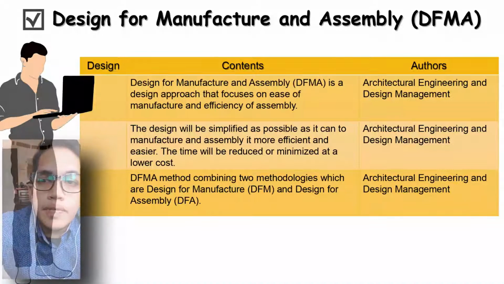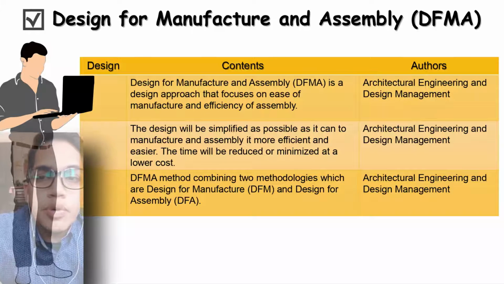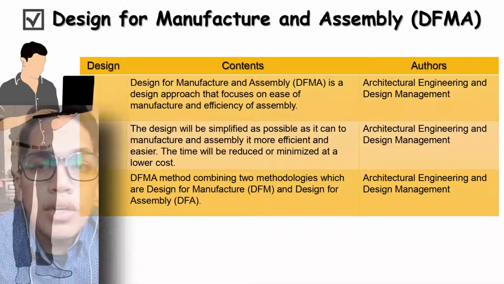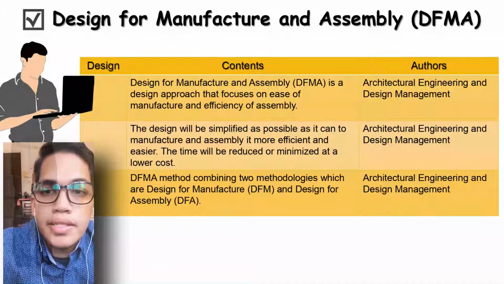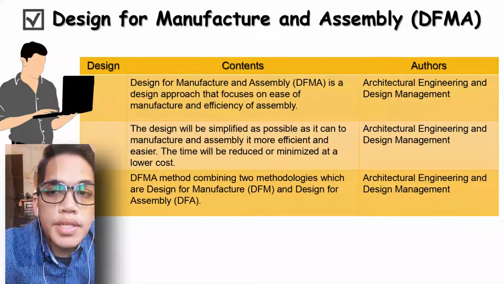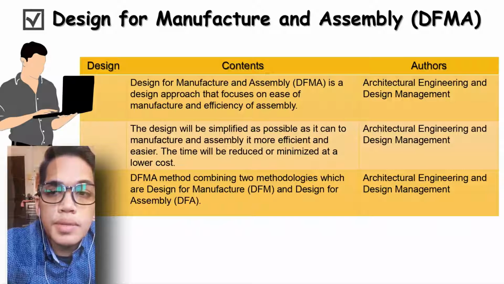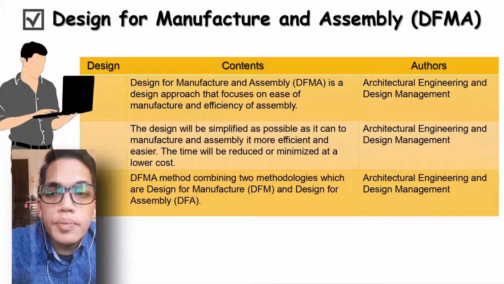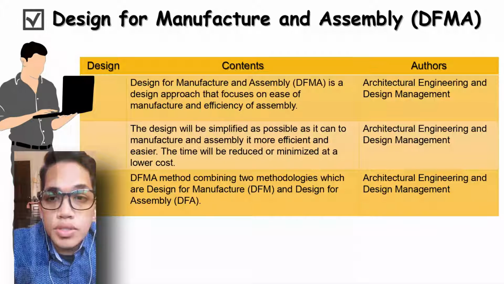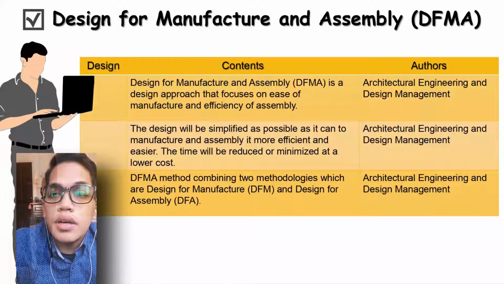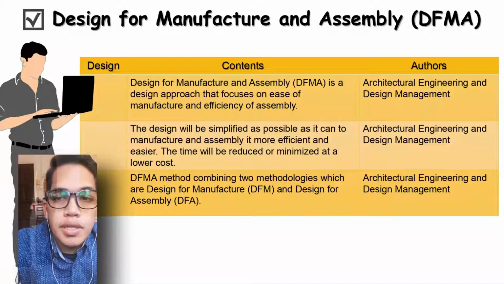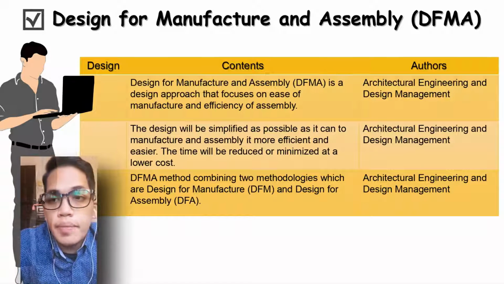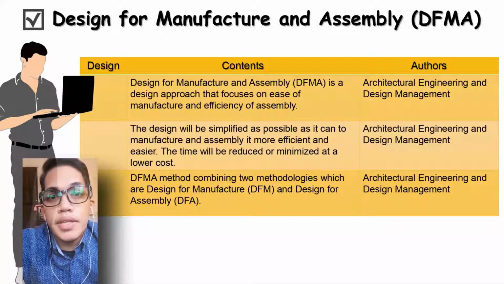Design for manufacture and assembly is a design approach that focuses on ease of manufacture and efficiency of assembly. Then the design will be simplified as much as possible to make manufacture and assembly more efficient and easier. The time will be reduced or minimized at a lower cost. The DFMA method combines two methodologies, which are design for manufacture, DFM, and design for assembly, DFA.